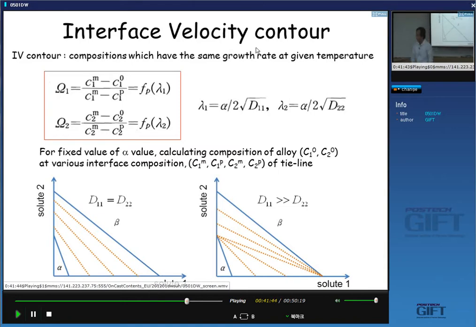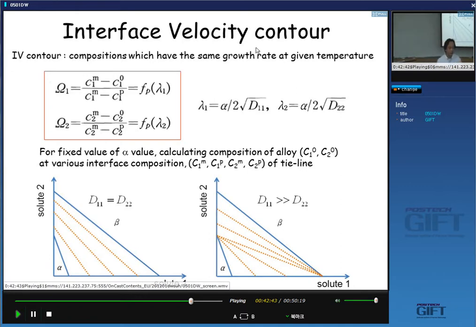In a similar way, we can draw the interface velocity contour, which means the alloy compositions which have the same growth rate. This can be done by fixing the alpha value, because we are interested in the same growth rate. We have to fix the alpha value and calculate the original composition by varying the interface composition from various tie lines. Then every point on this line indicates the composition which has the same growth rate.